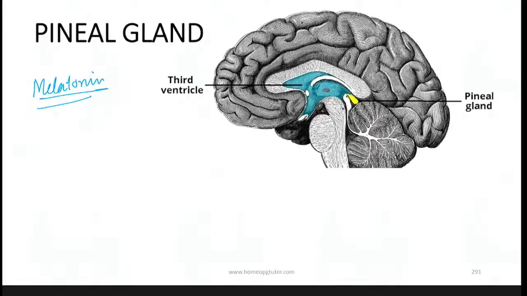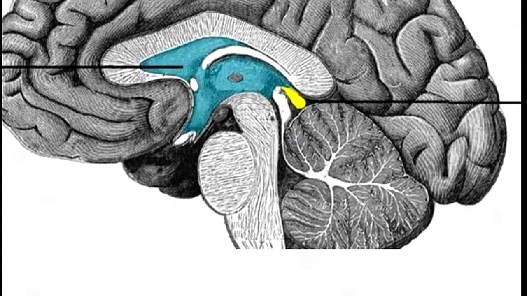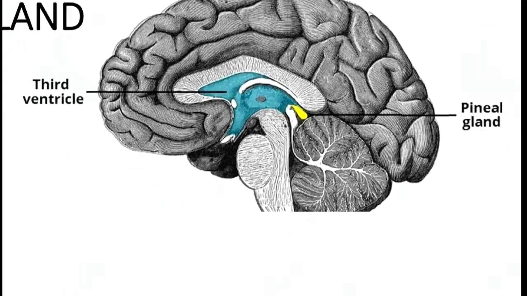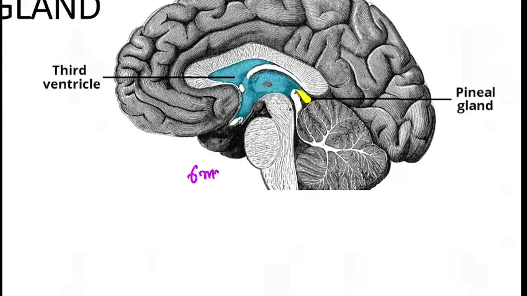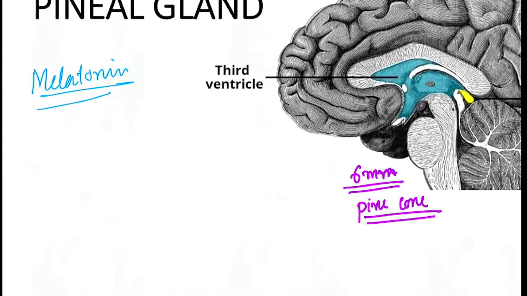Now, let us go a little into detail. The pineal gland is a very small glandular body. What is the length of it? It is just 6 millimeter long. Okay, and we say that it is pine cone shaped, and that is where the name pineal gland has come from. There are basically two types of cells present in the pineal gland.